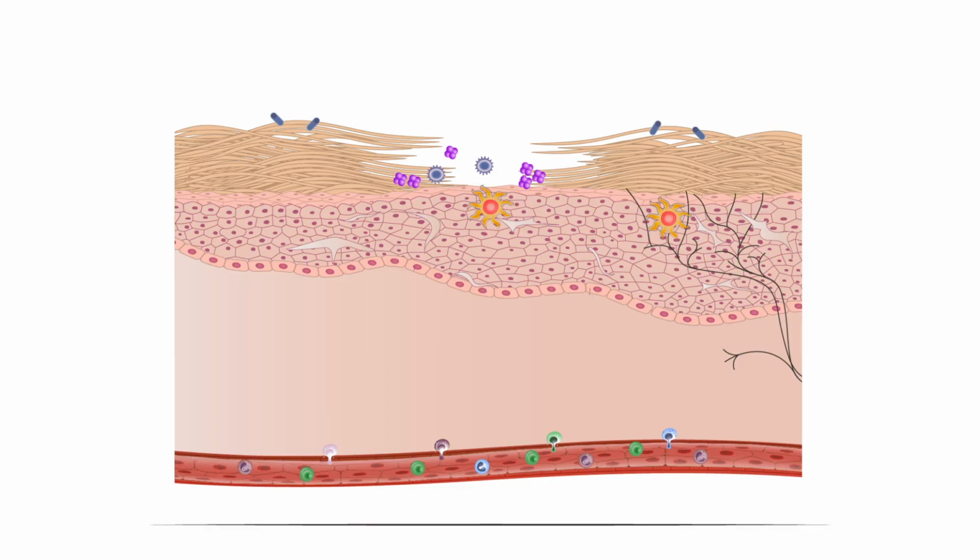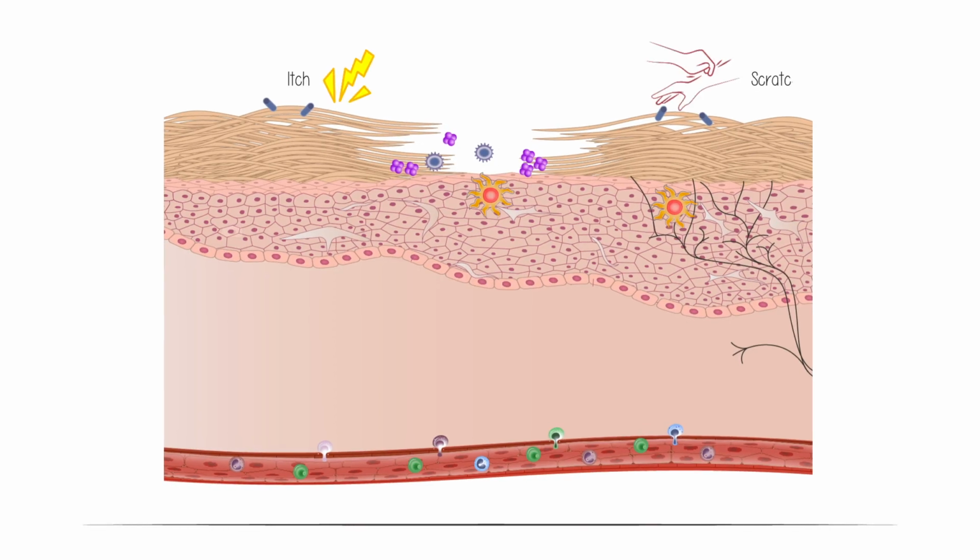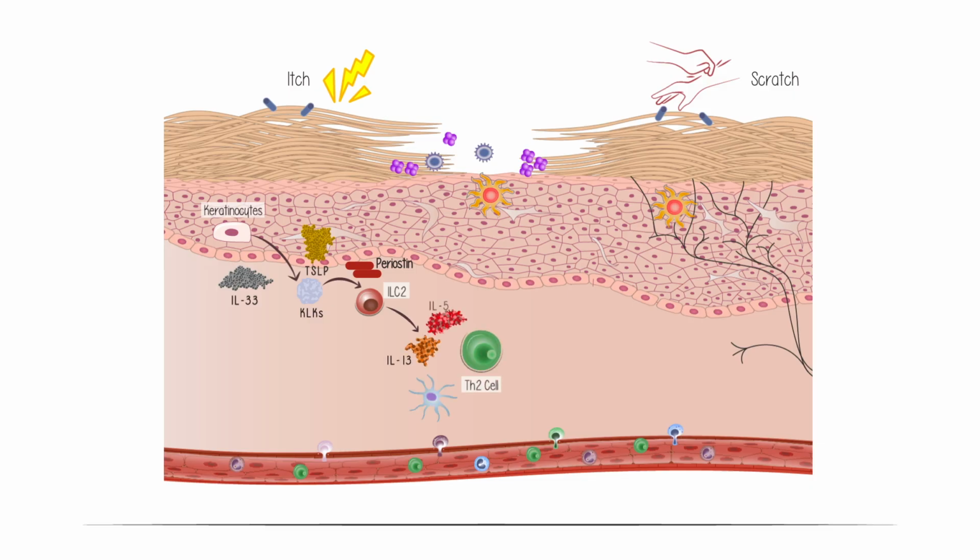On a local level, barrier dysfunction, which is worsened by scratching, triggers keratinocytes to produce and release pruritogens and itch mediators, including alarmins like TSLP and IL-33, as well as periostin and kallikreins. These factors then amplify or exacerbate the inflammatory type 2 response by activating other stromal and immune cells, thereby perpetuating the itch-scratch cycle.